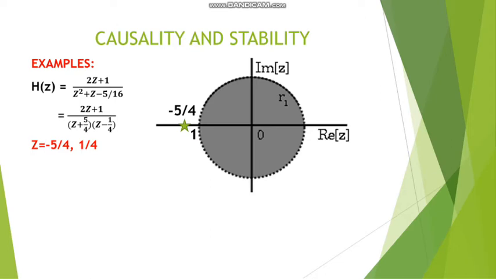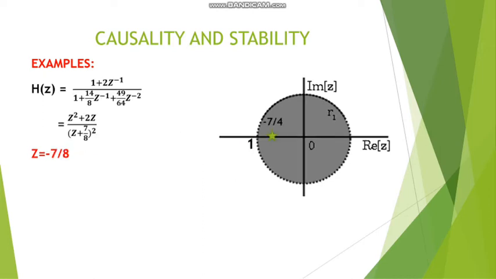Here h of z equals 2z plus 1 divided by z square plus z minus 5 by 16. When we solve this equation, we get two poles. One pole is minus 5 by 4 and the other is 1 by 4. When we plot these poles in the z plane, minus 5 by 4 is outside the unit circle, so it doesn't satisfy our condition. So it is a non-causal system.